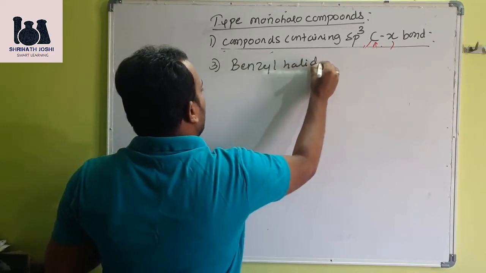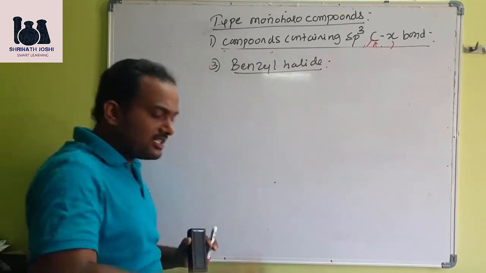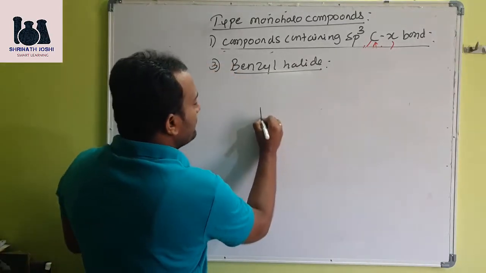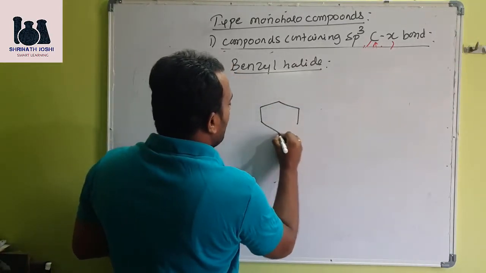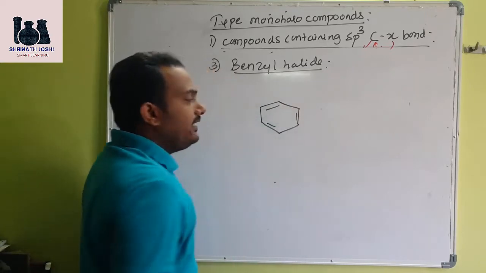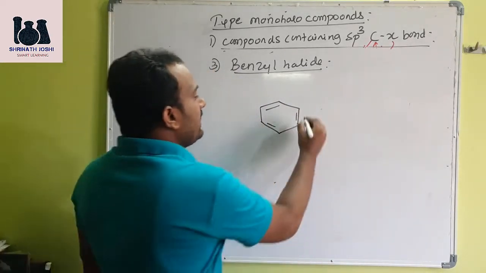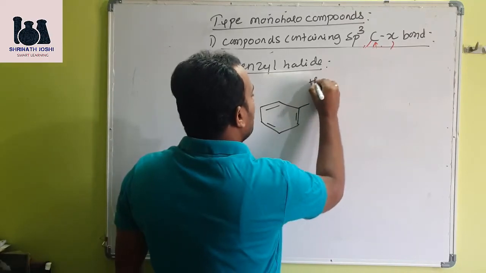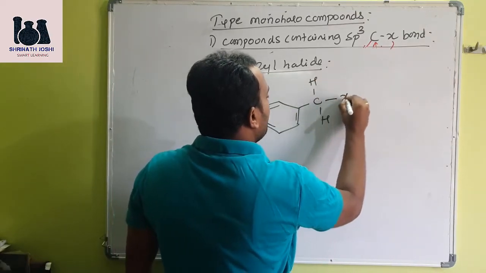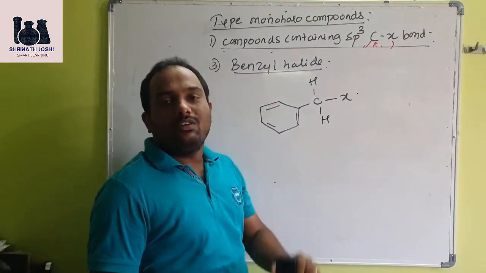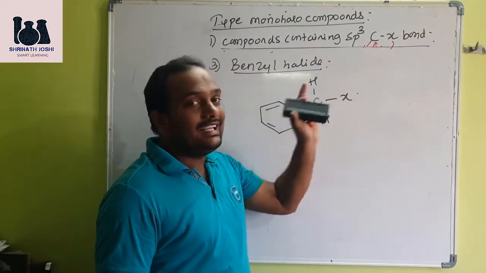Everybody knows, if I use the word benzyl, it means the structure will contain a benzene ring, no doubt. Here I write some compounds, then I will explain. We have a benzene, right? You know, in benzene every carbon is sp2 hybridized. Then we have C, H and H. Then we have X. I told you, don't look at the rest of the compound, look at the carbon which is containing the halogen.